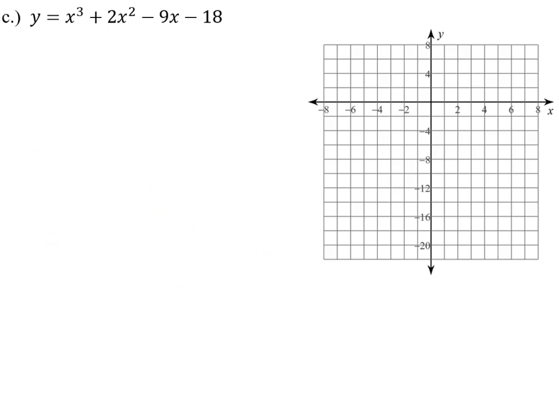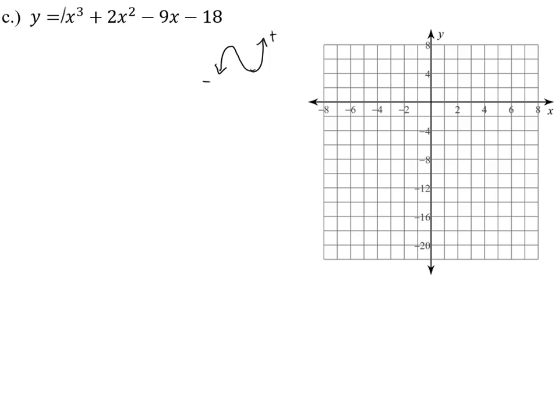Okay, last one here. Greatest common factor? I don't see one. But before we get to the zeros, let's talk about our end behavior. My leading coefficient is positive, so once again, the right side is going up. And because it's an odd degree, they go in opposite directions. The left side's going down.